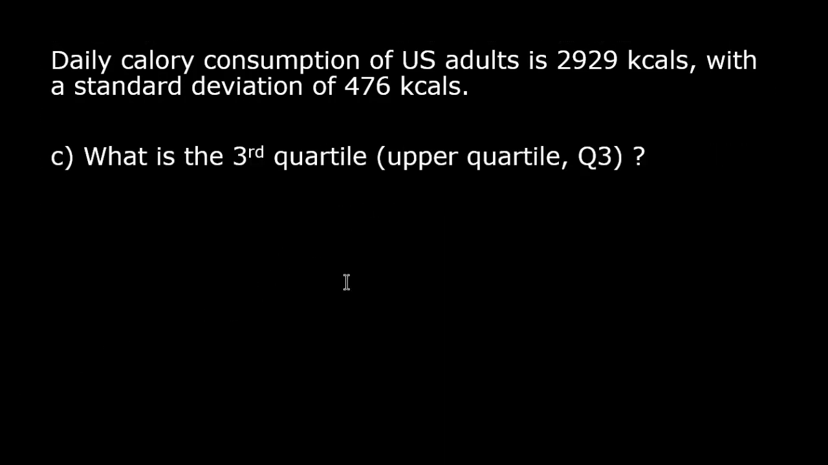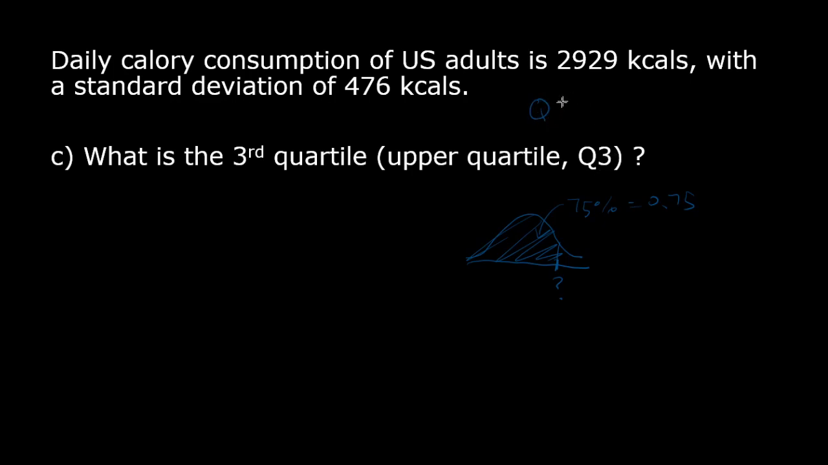Alright, let's move on to the third question. What is the third quartile or upper quartile, Q3? Well, you have to know that the upper quartile is something that would contain 75% of the population if you measure from below. So the idea is like this. If this is the bell curve of the entire population, we're looking for this spot, this question mark, where this much will account for the 75%, or 0.75. That's Q3, or the upper quartile.